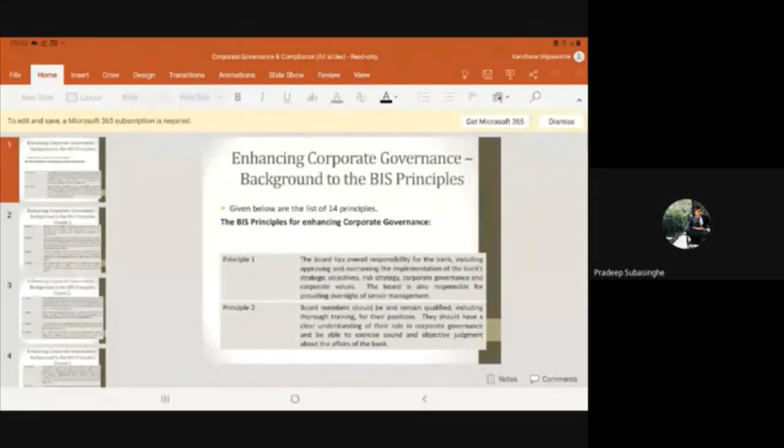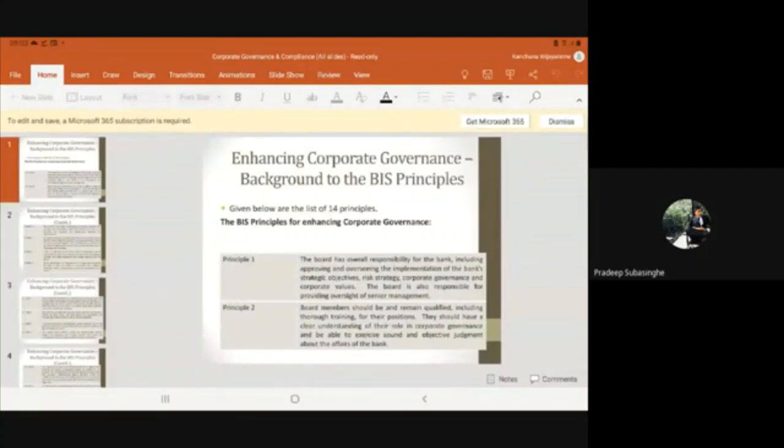I think I told you last session that we will have some kind of an insight into the governance principles, which are known as the BIS principles, or the Bank for International Settlement. And let's go through the background of it now.